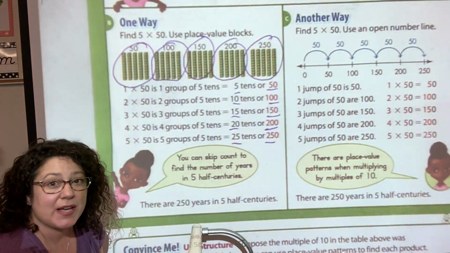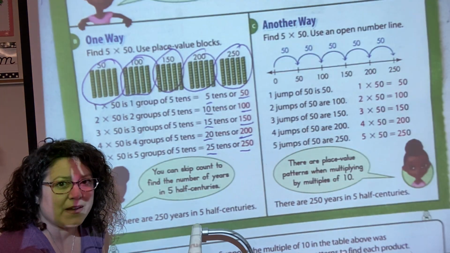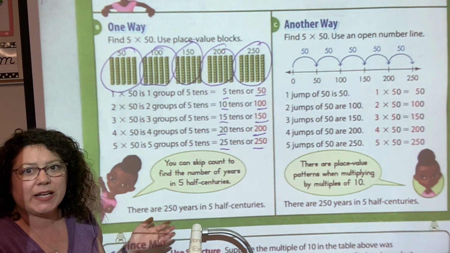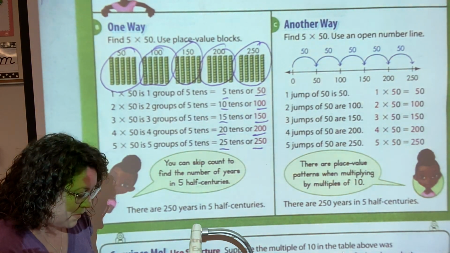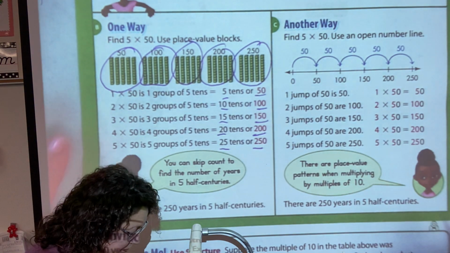You can also use a number line. Now I know a number line isn't everyone's favorite. If you like a number line, cool. If you don't like it, that's fine too. I didn't invent the number line, so it's not going to hurt my feelings. But it's also skip counting.